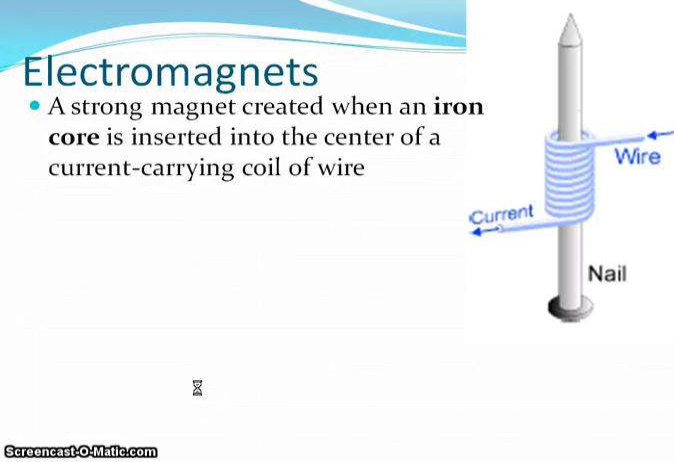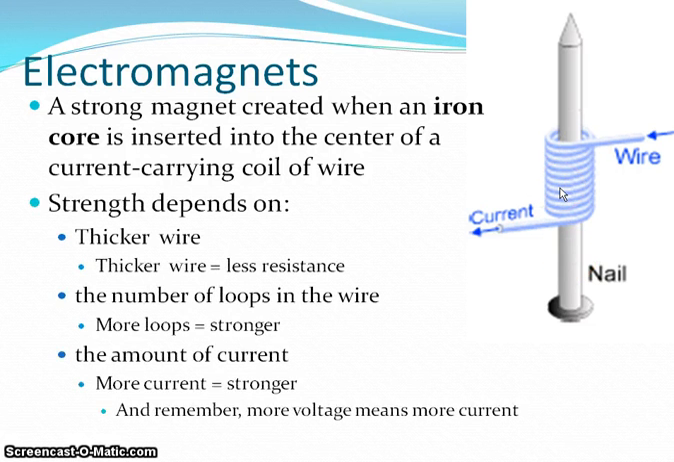These can be incredibly strong magnets. We usually use an iron core, and then we wrap wire around it. So we can make a really simple one, which we'll do in class. We'll take a nail, wrap a bunch of wire around it, attach a battery to it, and all of a sudden we have an electromagnet.